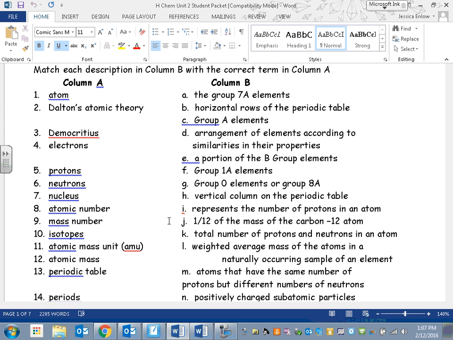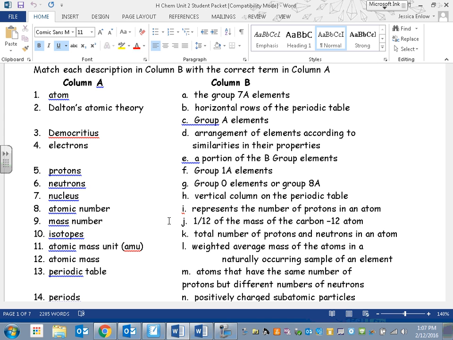1T, 2S, 3R, 4P, 5N, 6O, 7Q, 8I, 9K, 10M, 11J, 12L, 13D, 14B, 15H, 16C, 17F, 18E, 19A, 20G. You got most of those. Maybe you missed one. Okay, good. That's really good for multiple choice.